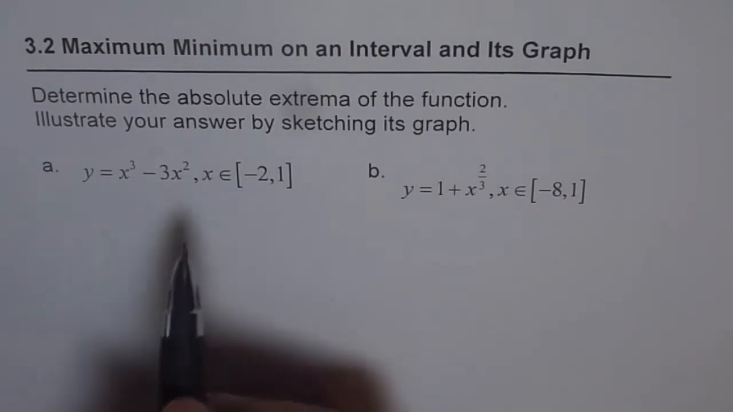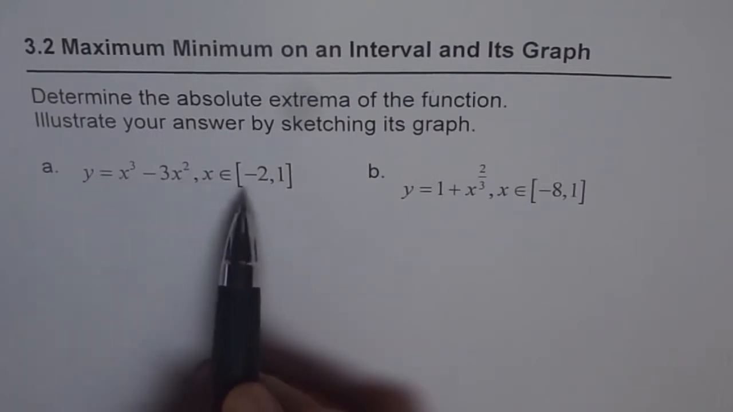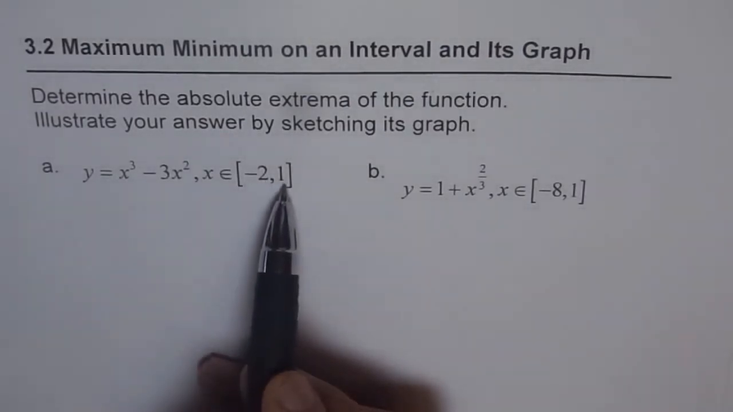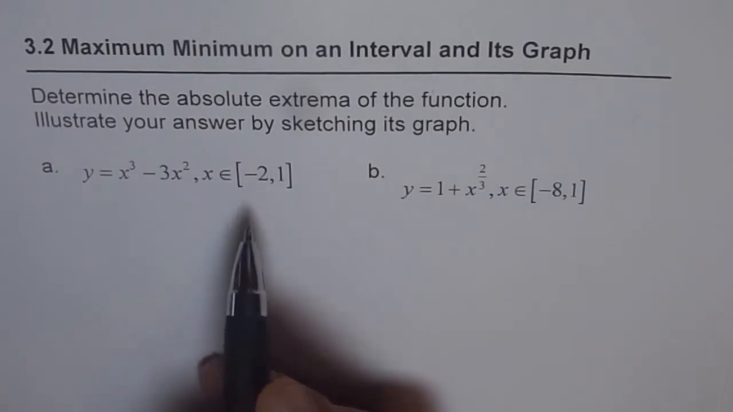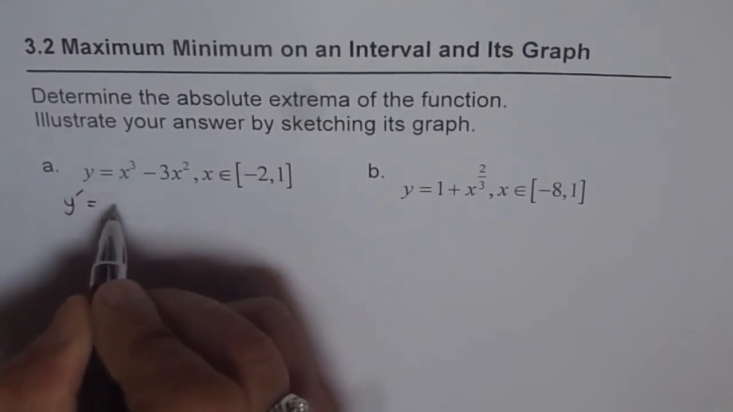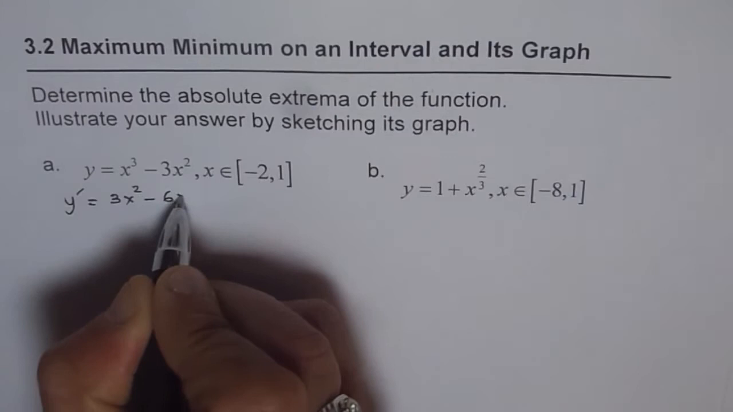Now, to find the critical number, what we need to find is the value of the function at the lower boundary, which is minus 2, the value of the function at the upper value, which is 1, and also the value of the function at the critical point. So first we should find what the critical point is. That we can find by the derivative. So y dash is equal to 3x squared minus 6x.